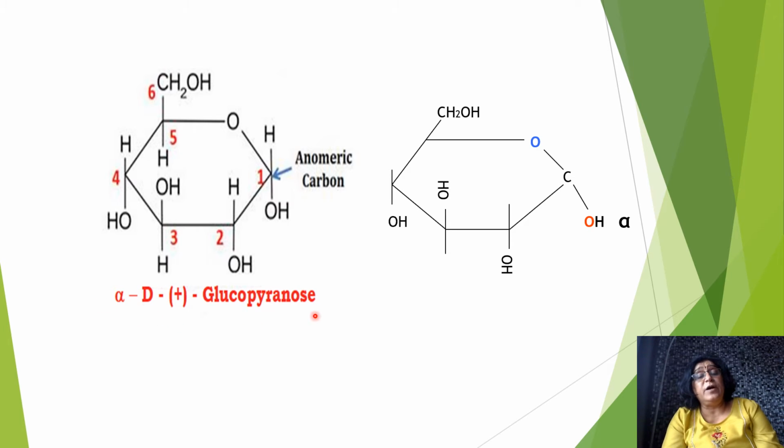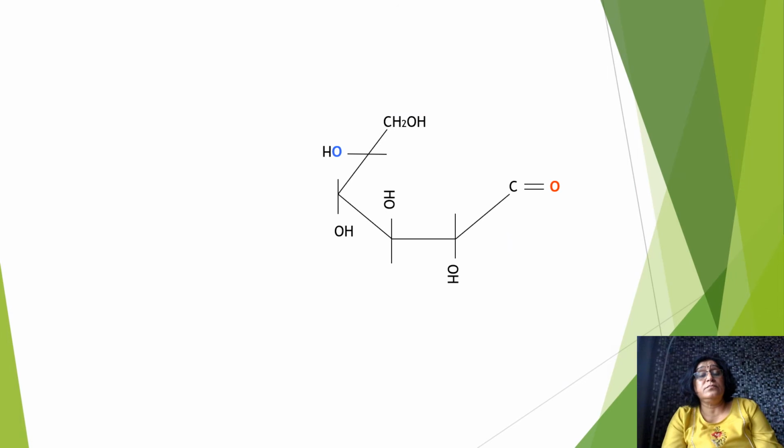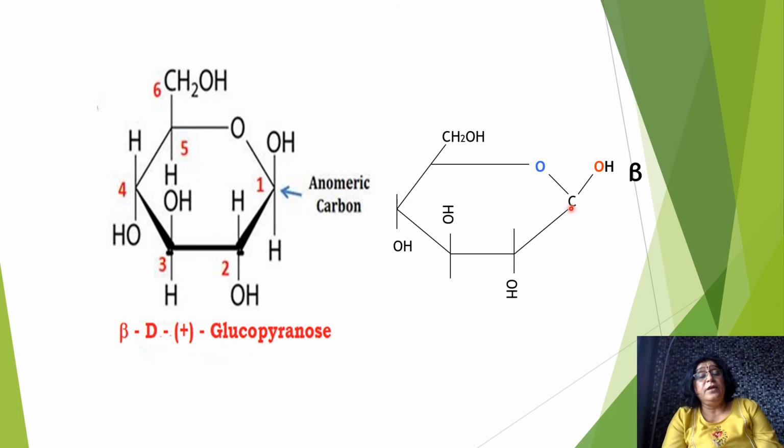So in alpha D plus glucopyranose, what happens? The first carbon, that is the anomeric carbon, has H on the top and OH down. Then how is beta D glucopyranose formed? Let's see. In beta D plus glucopyranose, the first carbon, that is the anomeric carbon, has OH on the top and H below. And the remaining carbons and all the groups have similar positions. So what is the difference between alpha and beta D glucopyranose? Only the position of H and OH on the anomeric carbon.